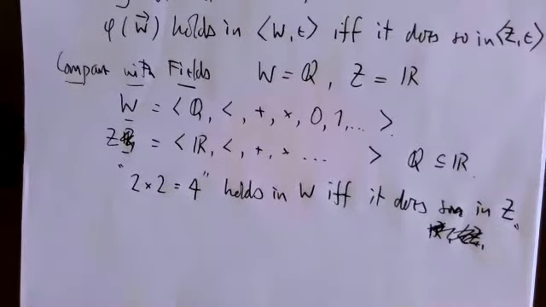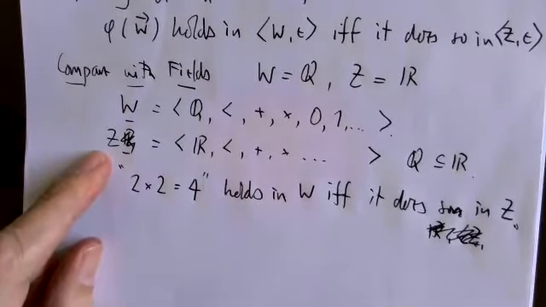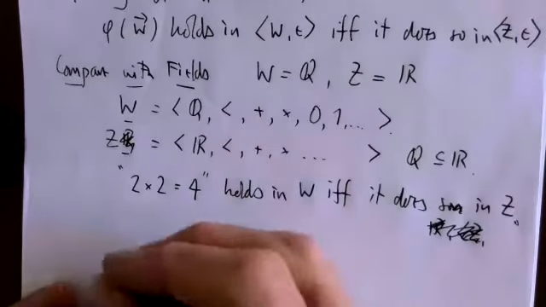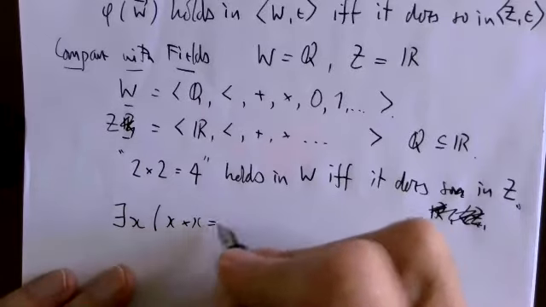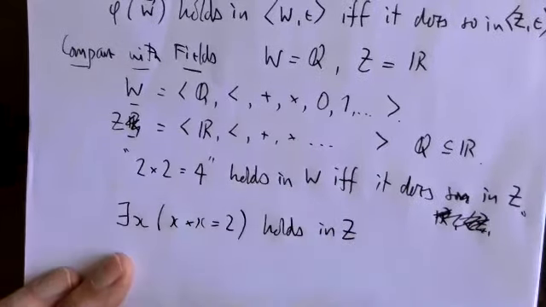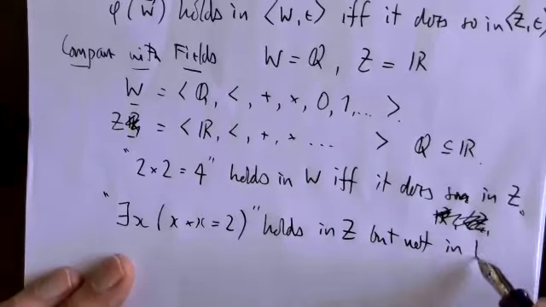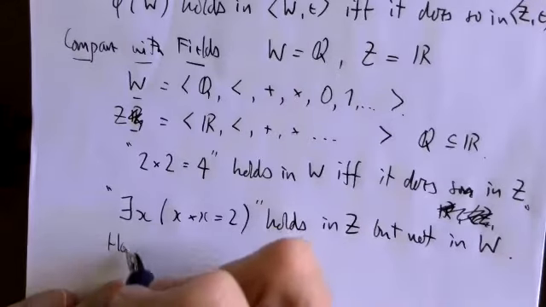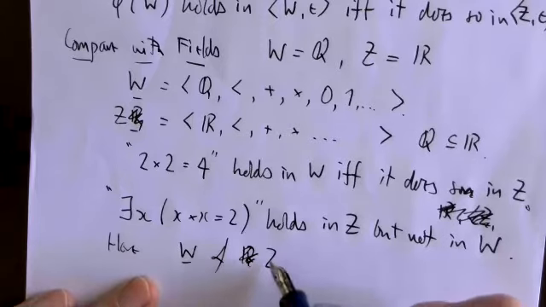But here we would say that W is not an elementary substructure of Z, because there are things that are true in R which are definitely not true in Q. There exists X such that x times x equals 2, right? This holds in R, but not in Z, but not in Q. So here we would say that W is not an elementary substructure of Z.